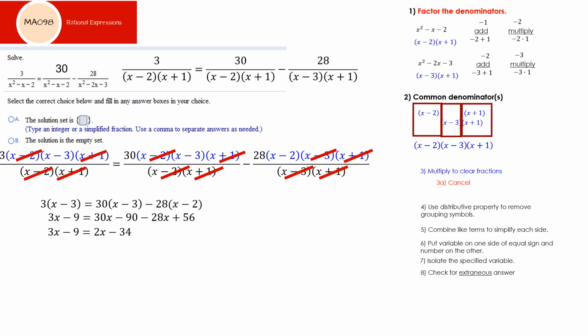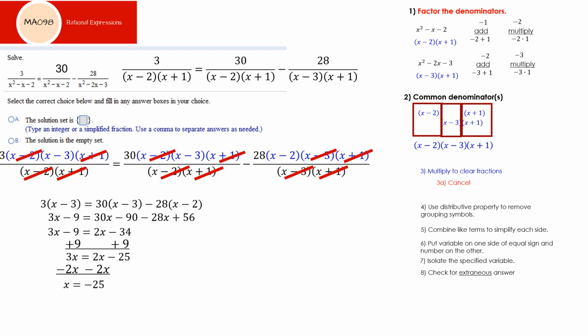Now, we need to get the variables on the left side, well, I like the left side, and everything else on the right side. To do it a little differently, I decided to add 9 to both sides first. Now, we're going to subtract 2x from both sides, and we end up with x equals negative 25. Remember, this is our possible solution.